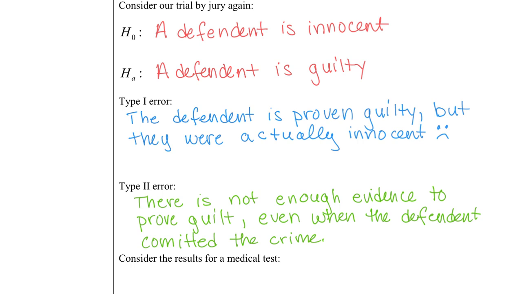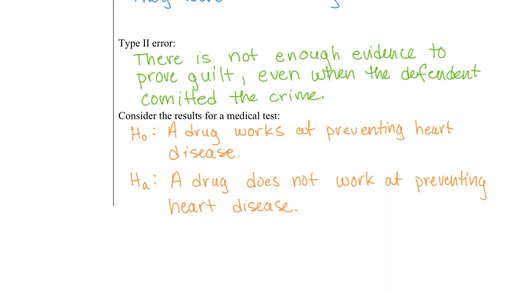So let's even consider this for a medical test. So let's keep it pretty simple. Null hypothesis, a drug works at preventing heart disease. Alternative, a drug does not work at preventing heart disease. I'd like you to kind of work out what would be the type 1 error, what would be the type 2 error, and what would be some ethical issues about rejecting about each kind of error. So I kind of am interested to see what you guys are thinking about that.